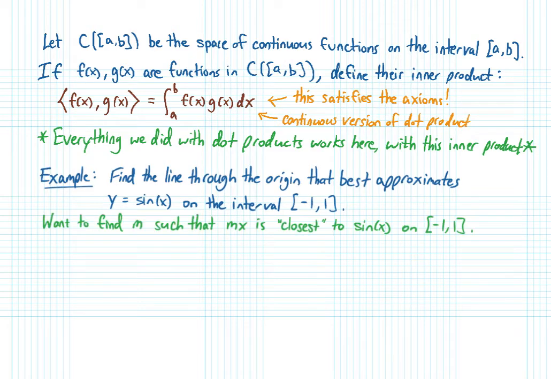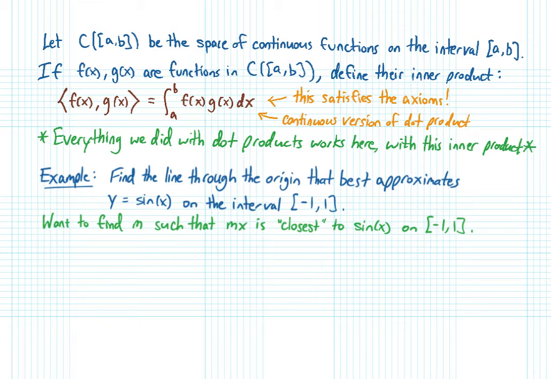So just to rephrase this question in another way, we want to find a number m such that m times x is closest to sine of x on the interval from -1 to 1. And I put the word closest in quotes because there can be different notions of what it means for functions to be close to each other. But in this context, we're using the notion of distance that comes from this inner product. So anyway, how do we solve this problem?